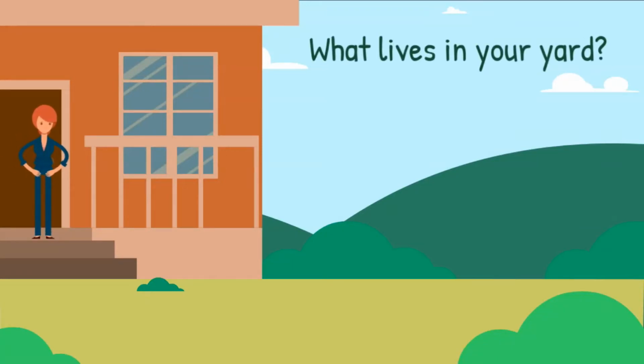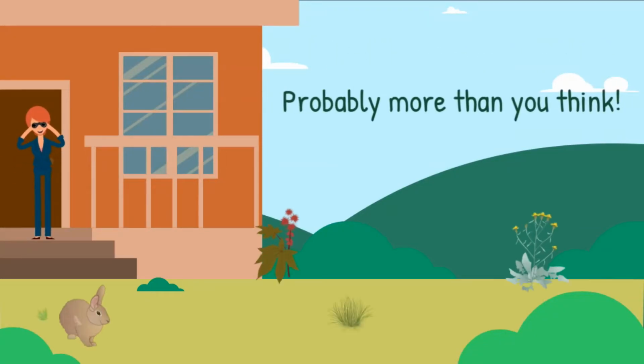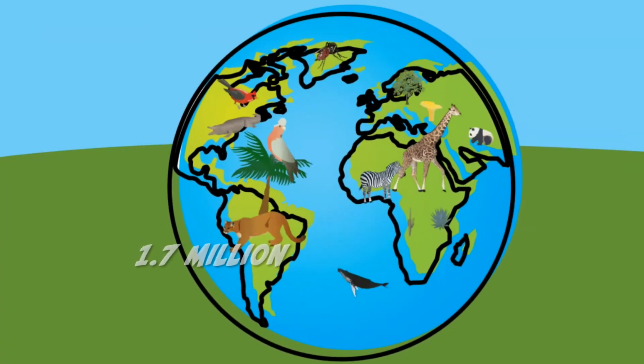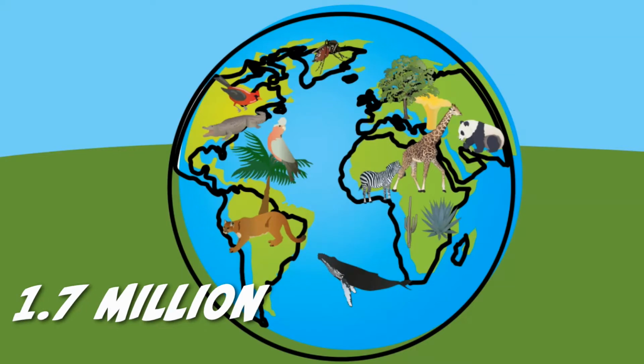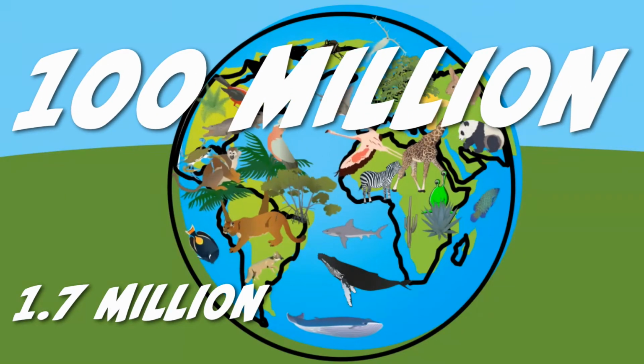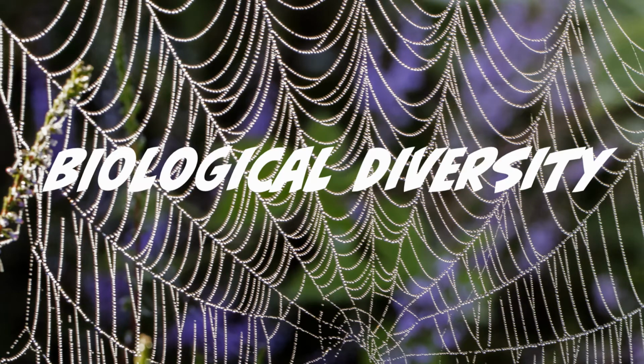Do you know what's in your yard? Probably more than you think. 1.7 million species of animals, plants, and fungi have been recorded, but there could be 8 to 9 million and possibly up to 100 million. This biological diversity, or biodiversity, forms a web of life on which we all depend.